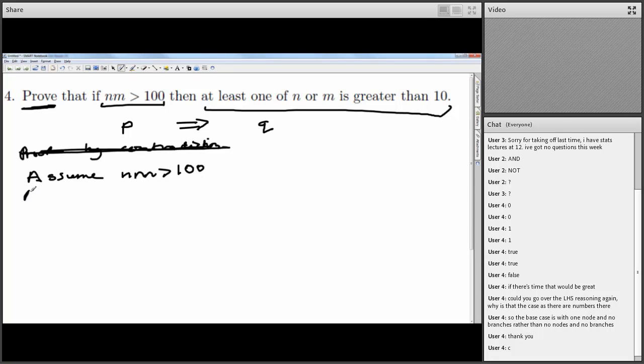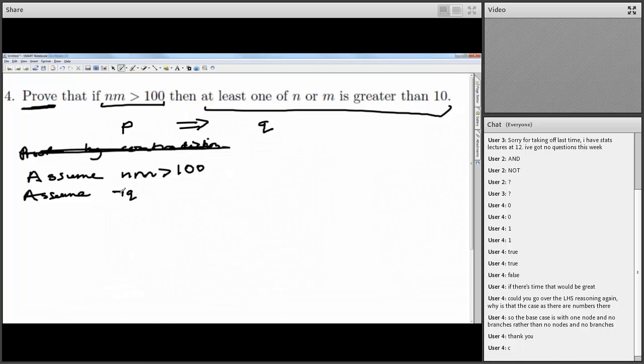I'm also assuming that the conclusion is false. So I'm assuming essentially not Q. This is the key thing. So assuming the premises and the conclusion is false.